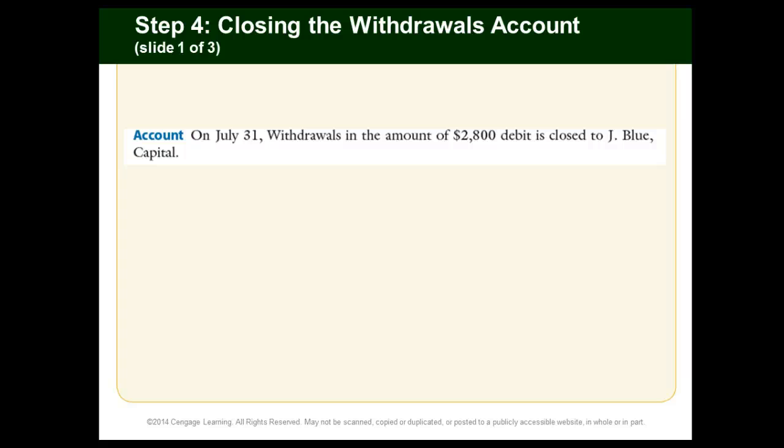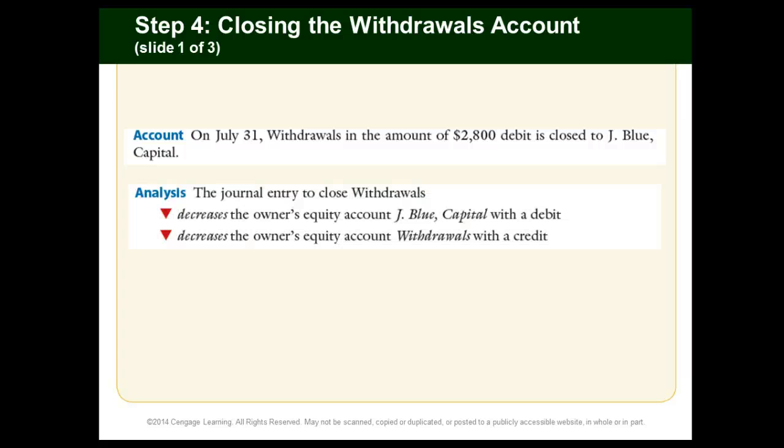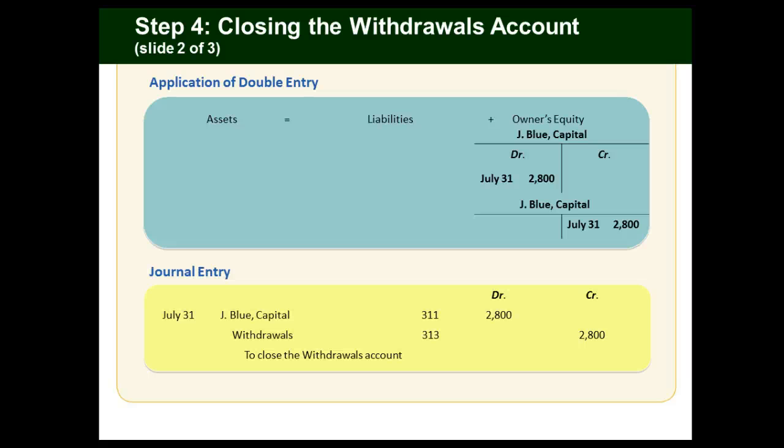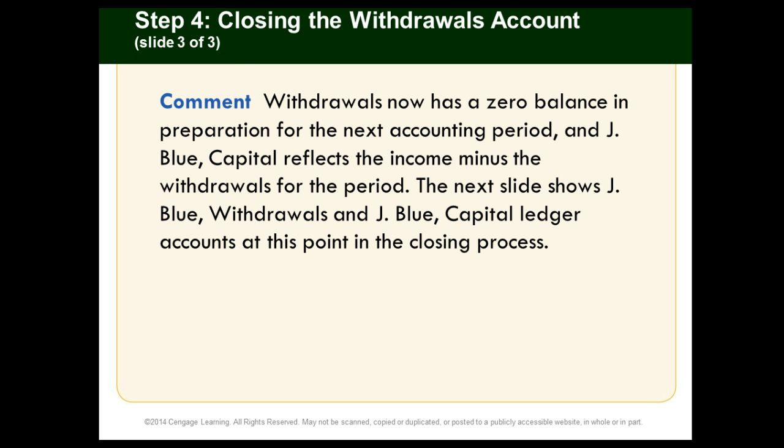Since J Blue withdrew some money, we have a balance sitting in our withdrawal account of $2,800. We now want to zero out that withdrawal account, to start the next period. So what we're going to want to do is to zero out our withdrawal account. We are going to credit what we call the J Blue Capital withdrawal. It doesn't show withdrawal there. And we're going to debit our owner's capital account, because that reduces the capital we have in this account. So as you see here, J Blue Capital gets debited, the withdrawal account will get credited. Now, withdrawals has a zero balance, so we're ready to start the next period. Ready to go? Make sense?